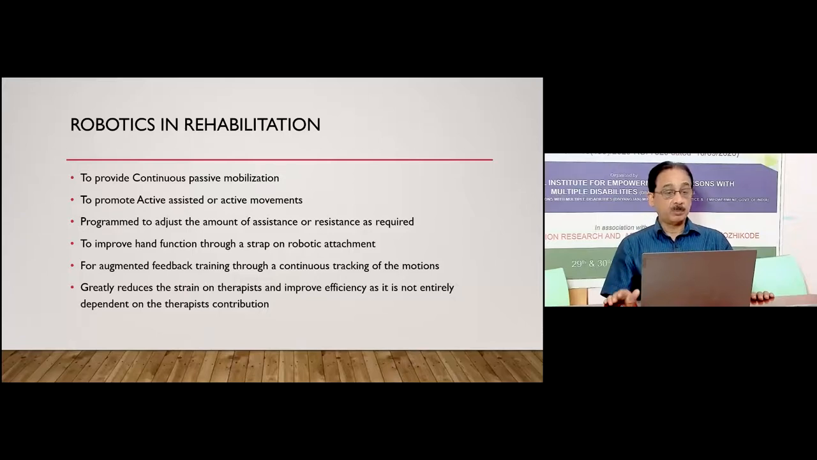It is also used to improve hand function through a strap-on robotic attachment. There are research tests going on. A strap-on attachment by which the fingers can be flexed or extended or something can be taken.